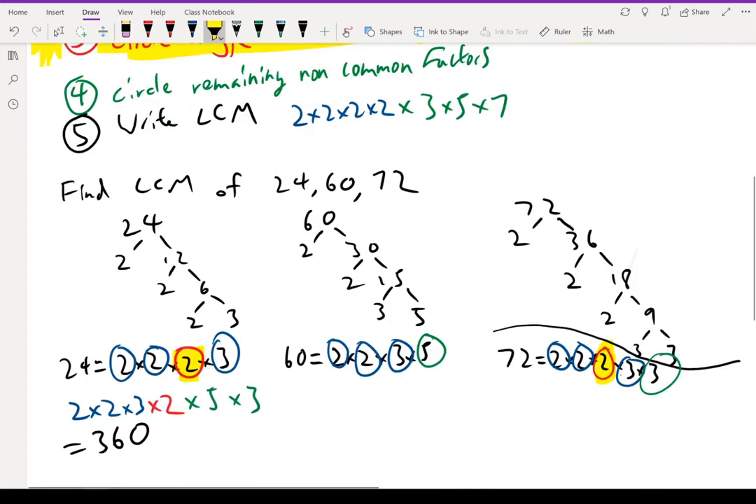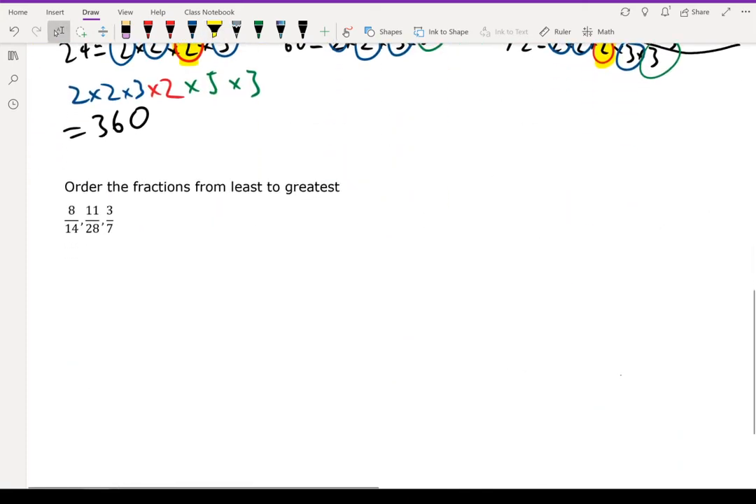Now let's go to an example of ordering fractions from least to greatest. Of course, this kind of involves LCM because we have to find the LCM of 4, 7, 14, and 28. Of course, this is a very simple example. The LCM of this is going to be 28 because 7 times 4 is 28, 14 times 2 is 28. But let me show you using prime factorization.